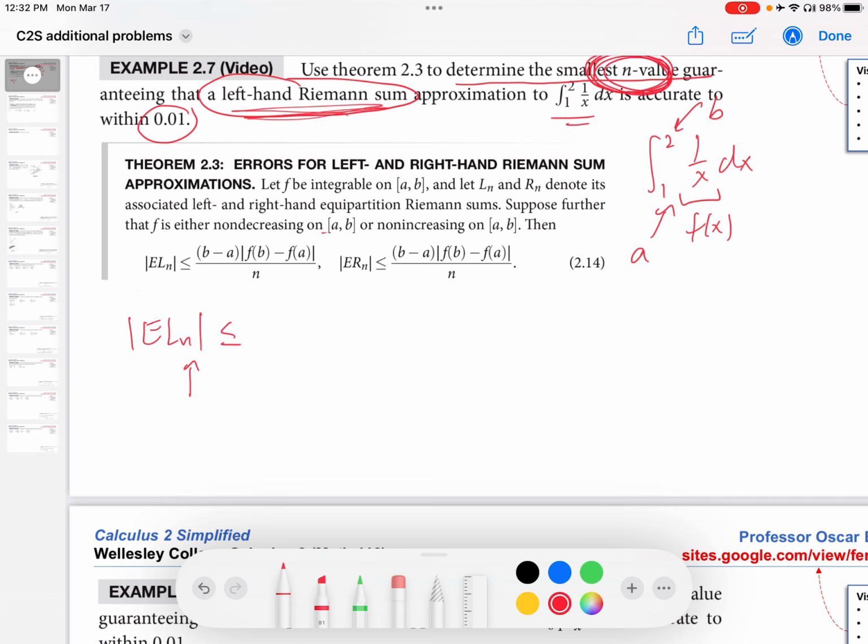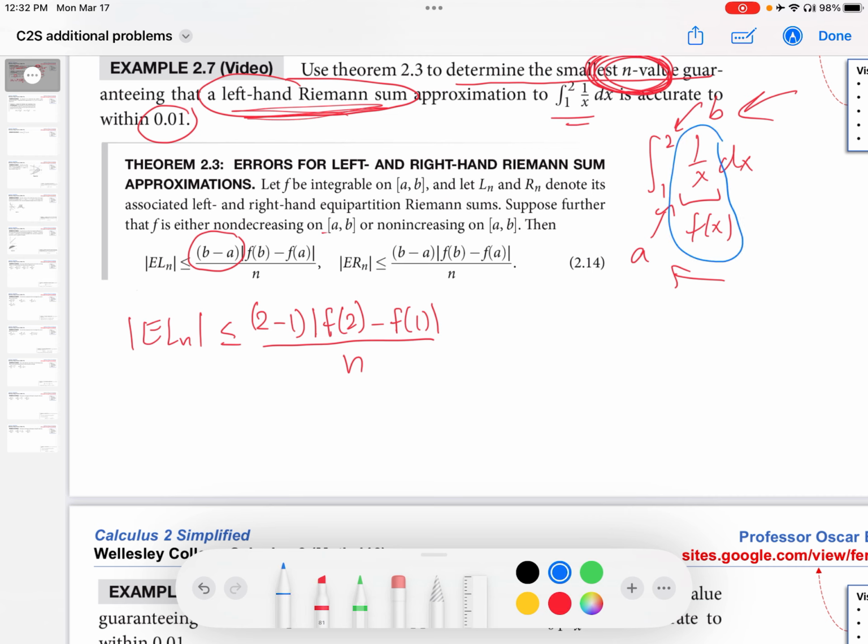But I do know a and b. I just found b, I just found a. So over here, b minus a, b is 2, a is 1. There we go. And then absolute value, I'll plug in here what b is, 2, f of b minus f of a. There we go. And then I'll leave the n as is. Okay, so then I'll simplify a few things. I do know my function: f of x is 1 over x. So when I go in here to find f of 2, this is 1 over 2. f of 1, this is 1 over 1.